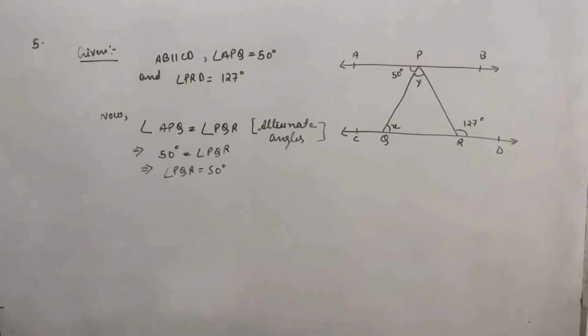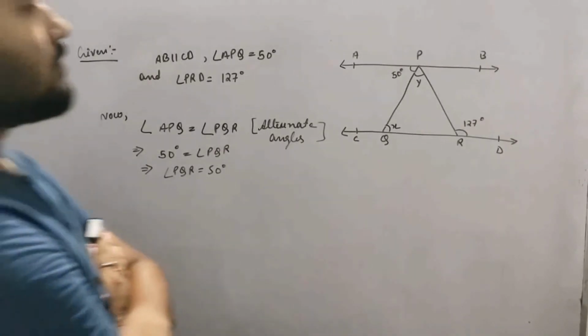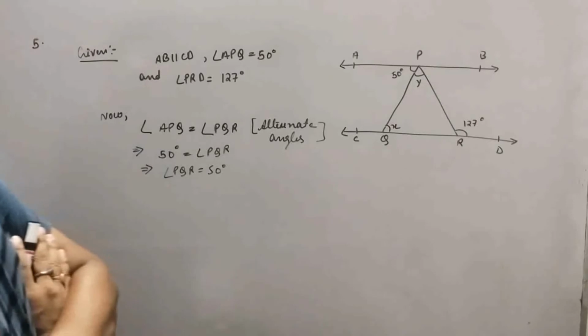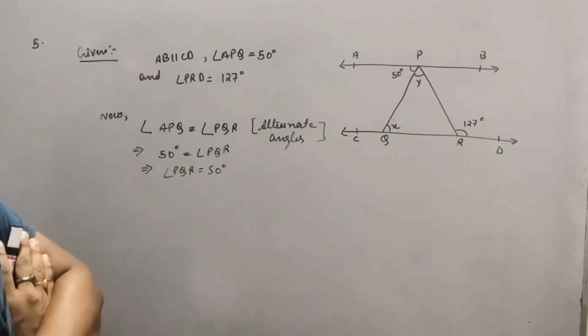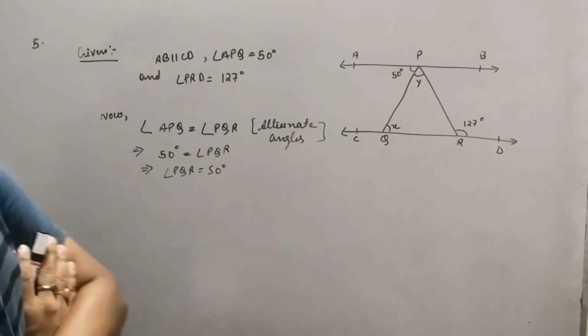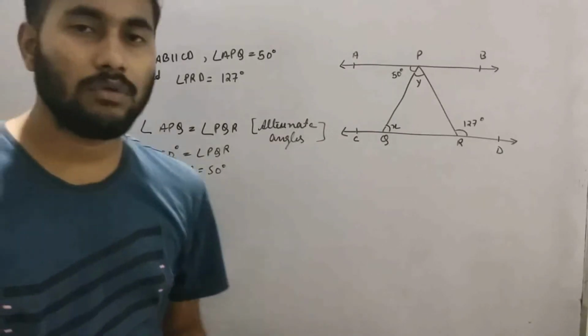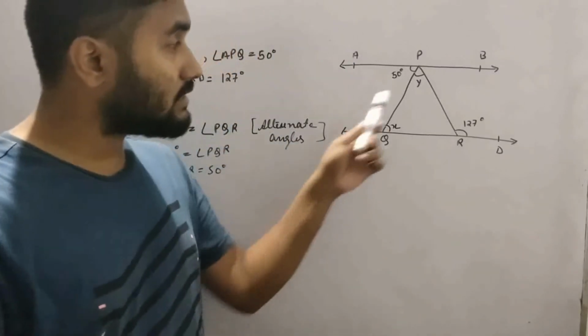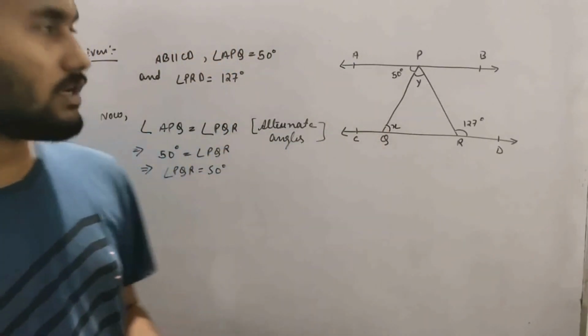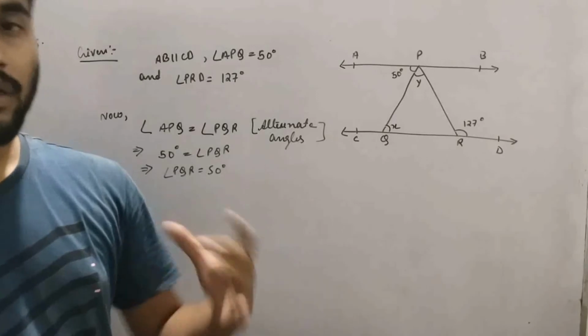How we will find angle y? You can use alternate angles also. By alternate angles also we can find. But one more property today I will show you. That property we will discuss in our next exercise. But that property will make this answer a little bit easy to understand. But that property till now we have not got.